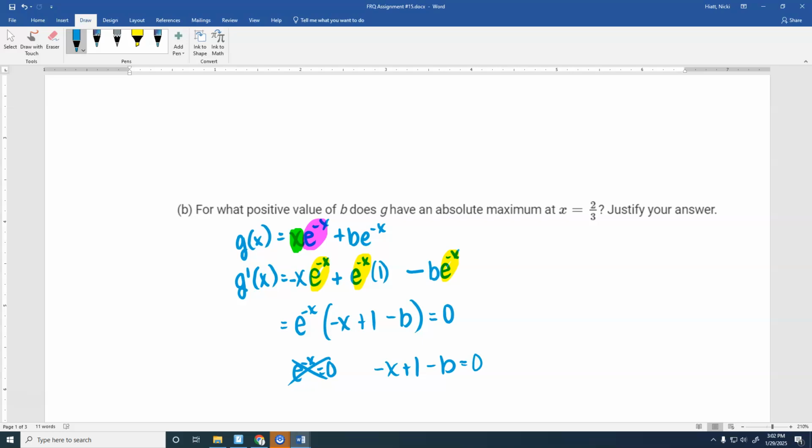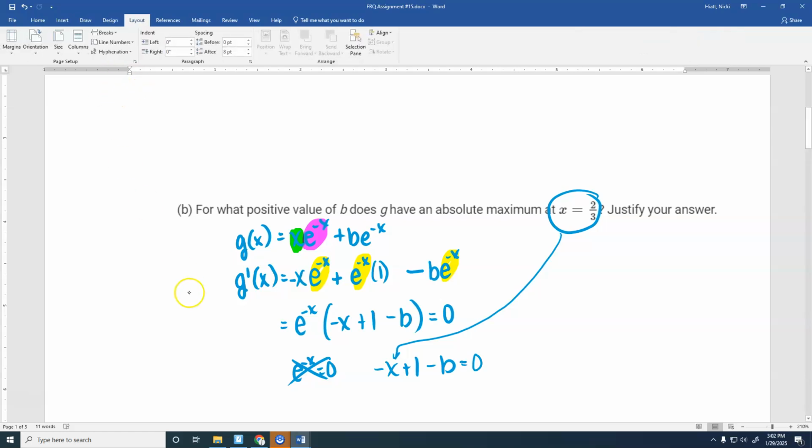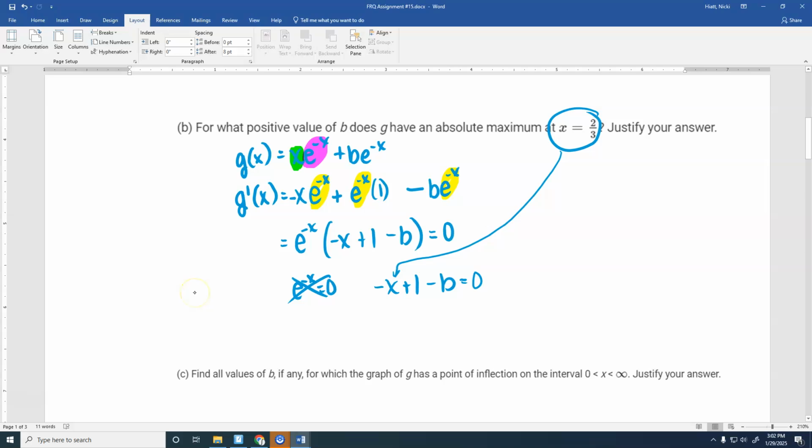So at x equals 2/3, I should get 0, right? So if I plug 2/3 in for x, then I can solve for b in this case. So I would have negative 2/3 plus 1 minus b equals 0. Negative 2/3 plus 1 is just 1/3 minus b equals 0. If you add the b to the other side, b is going to equal 1/3.